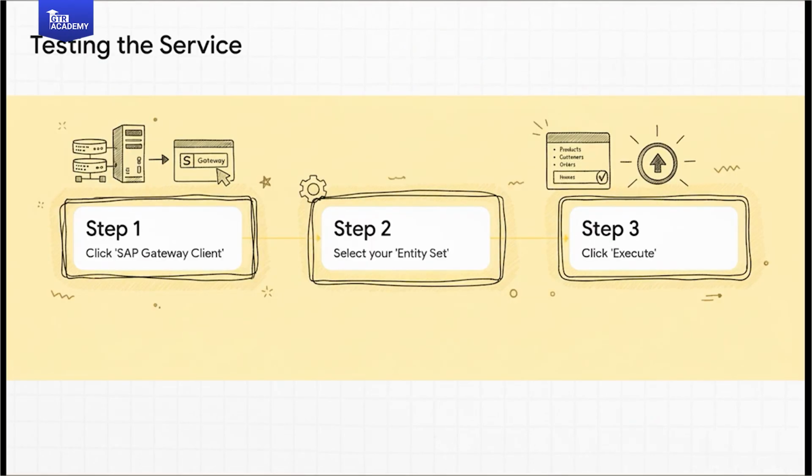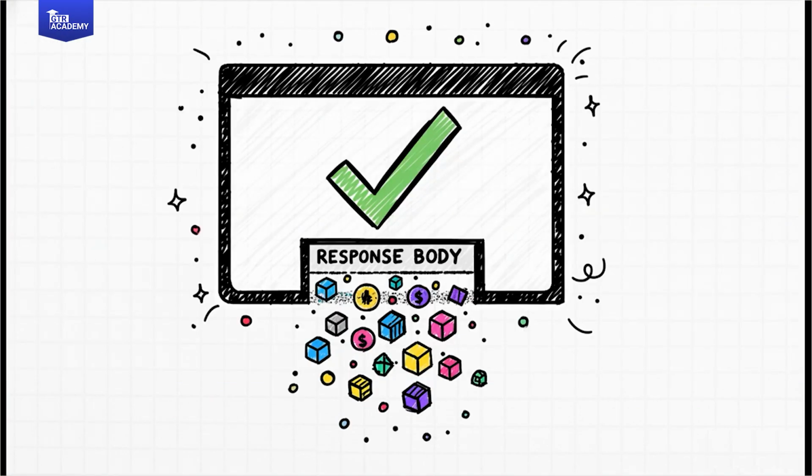Okay, now we're ready. From that same screen, we can launch the SAP Gateway client. This tool is your best friend for testing. All you have to do is select the entity set you want to retrieve from the list and hit Execute. And boom! Look at that! A status code of 200, which means success, and a response body filled with real live data, straight from your SAP system. That right there is proof that our OData service is fully configured, coded, and ready for action.